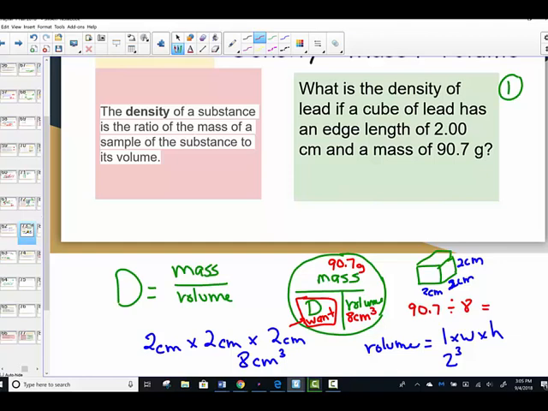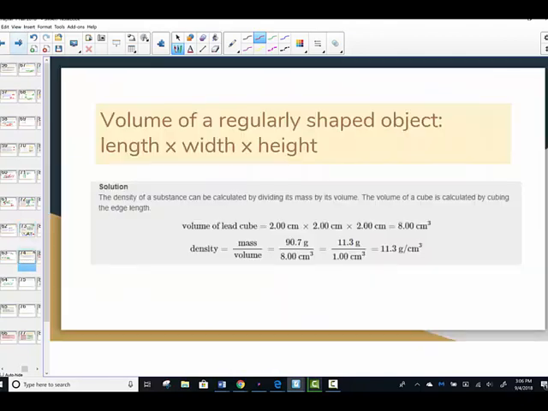90.7 divided by 8 equals, and my calculator says 11.3375. Let's look at our sig figs, and I see that there's 3 sig figs in each of these answers, so I know that my answer can have 3 sig figs. 11.3 grams per cubic centimeter. Good work. And this is a slide that shows us that process. So we found the volume first, length times width times height, and we solved for the ratio of the density, mass over volume.